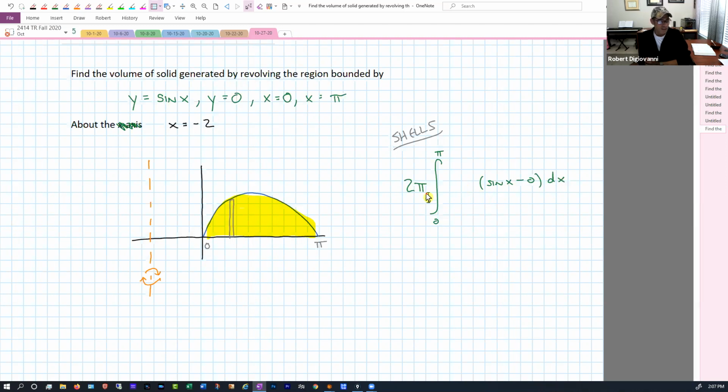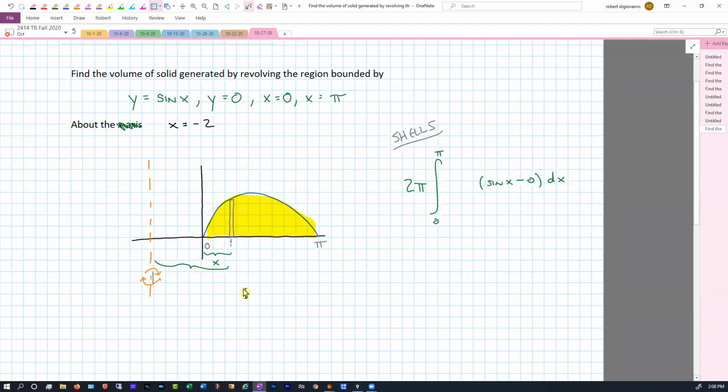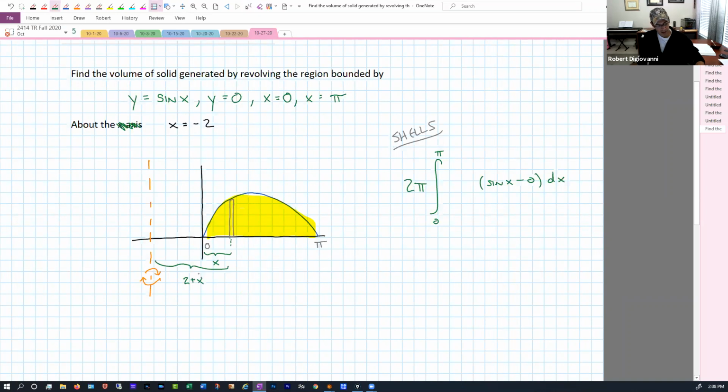And the radius is not the distance from the y-axis to the rectangle. It's the distance from the axis of rotation to the rectangle, right? So if I've told you, and hopefully convinced you, that this distance is x, then what's the entire distance? 2 plus x. Think of it like a measuring tape. It's 2 plus the x. That's the total distance.